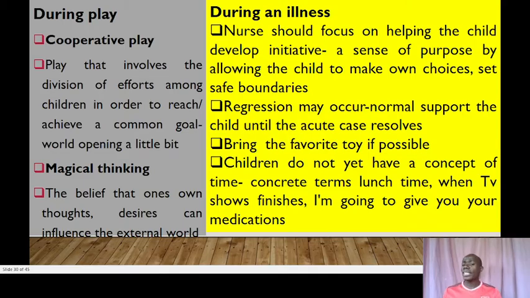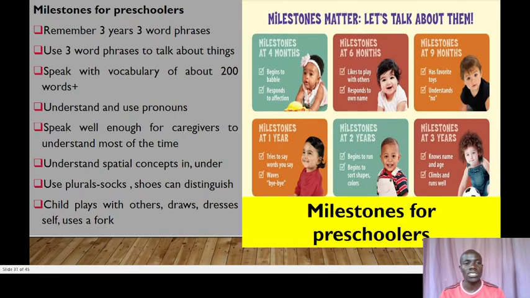Remember that children do not have the concept of time yet. So if you're talking to them, try to use terms like lunchtime. You're going to take your medication at lunchtime, at bedtime, or when the TV show finishes, so that you can understand each other.